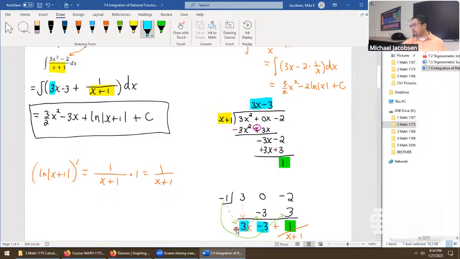Here's the positive 3 coming from this. X is now power 1, negative 3, and the remainder through synthetic division goes here, but you still have to divide by x plus 1 either way.